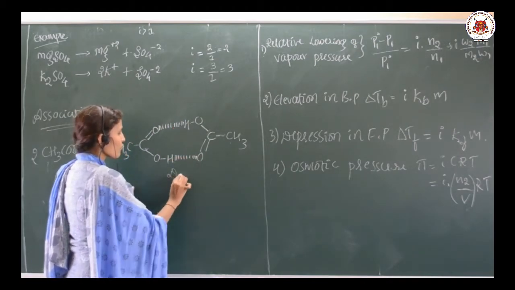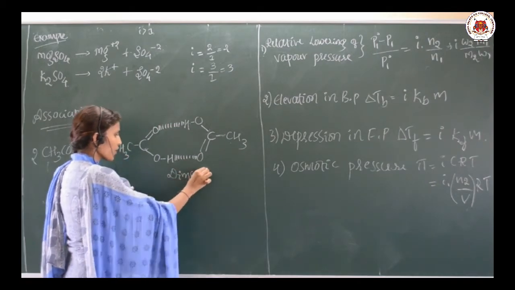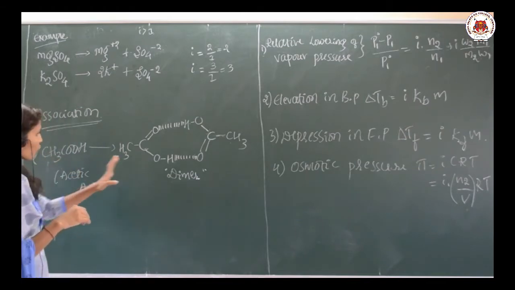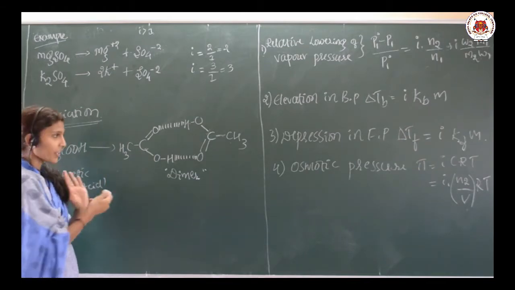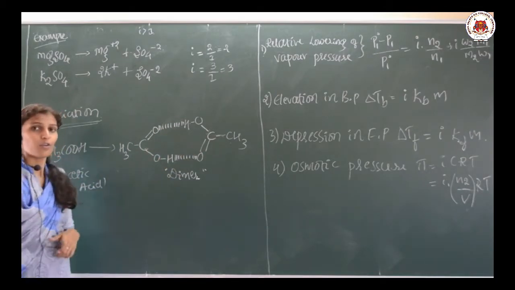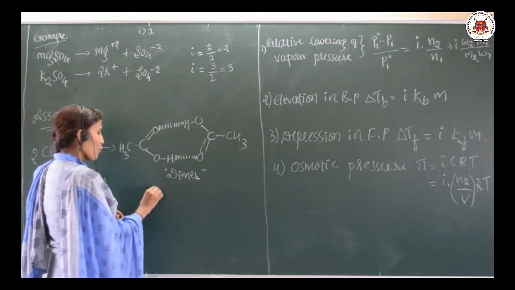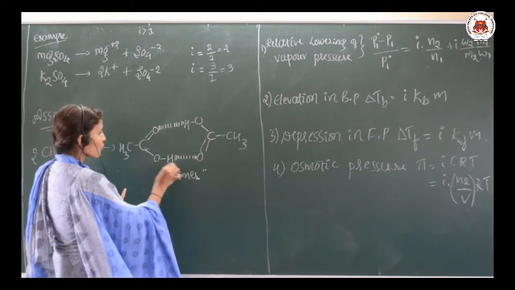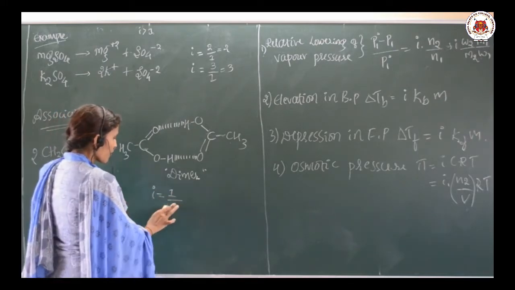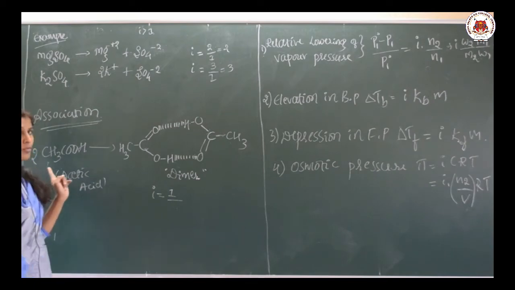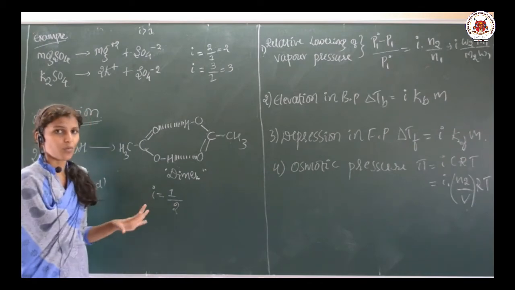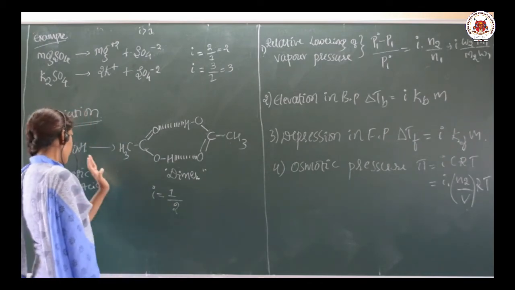So, there is a formation of the dimer. It means that 2 moles become 1, that is, 2 molecules become 1; here those are associated, 2 are associated to give 1. So, if I calculate the value of i, the number of moles after association, how many? 1, divided by the number of moles before association, that is 2. 1 by 2 is the value of the Van't Hoff factor for the acetic acid.